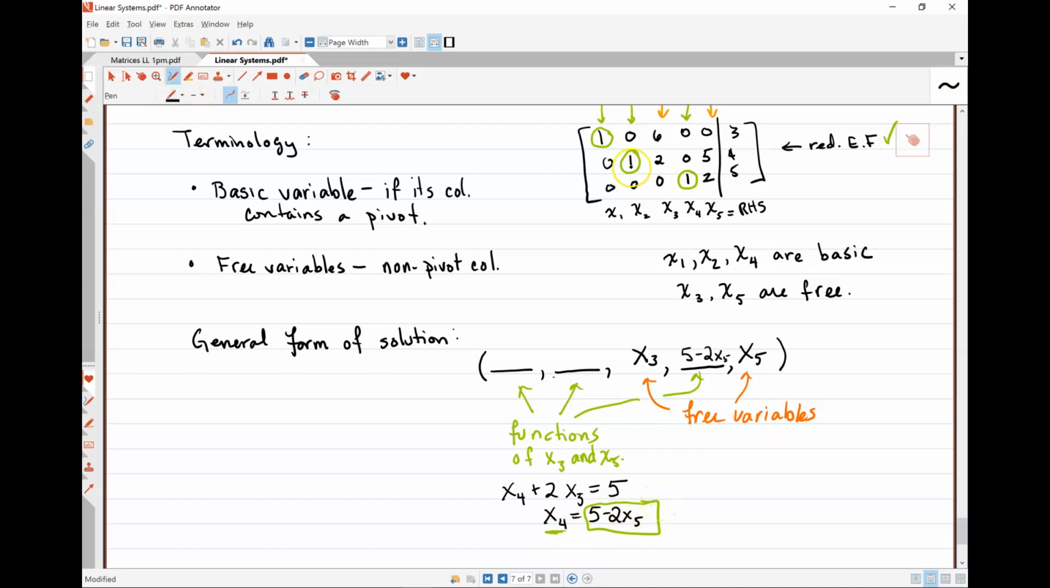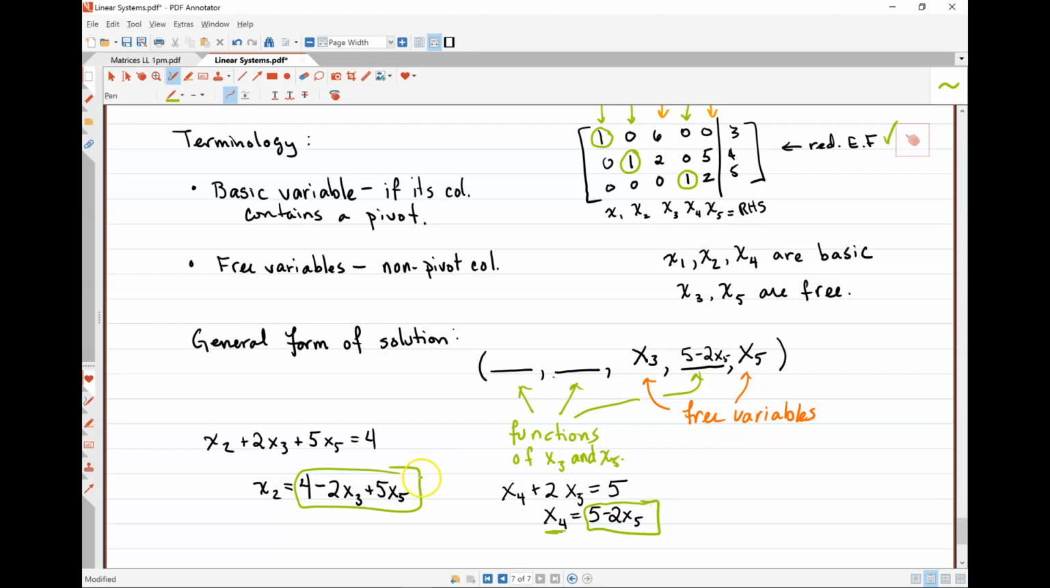Now for x2, that equation says x2 plus 2x3 plus 5x5 equals 4. Again, the only variables that are showing up here besides x2 are x3 and x5. Those are my free variables. So I can write this as 4 minus 2x3 minus 5x5.